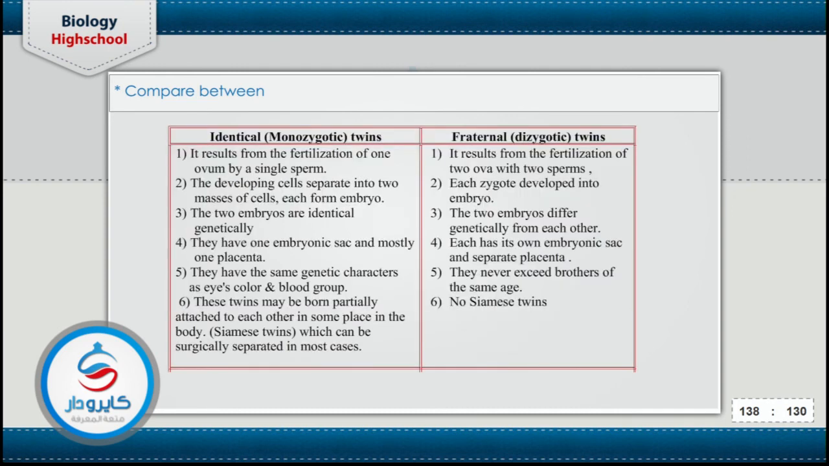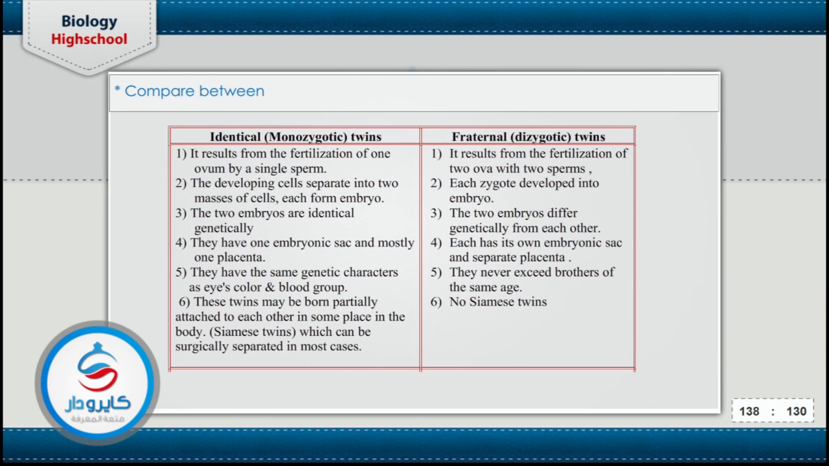شوف الكومباريزون كده بتقول لي ان الايدنتيكال توينز ده is result from the fertilization of one ovum by single sperm، لكن التاني لازم يبقى two fertilizations of two ova with two different sperms. في نمبر 2 بنقول ان ده the developing cells separate into two masses of cells but they are similar to each other because each of them forms an embryo، لكن هنا دول two zygotes, each zygote develops to produce a complete individual.